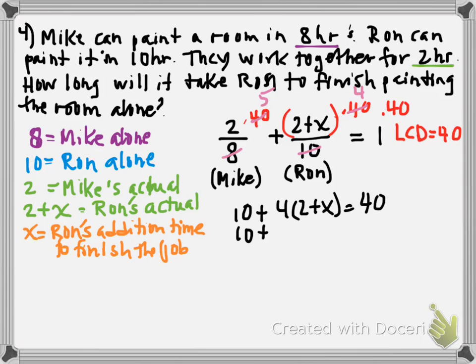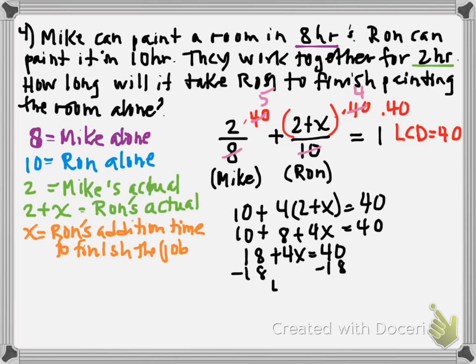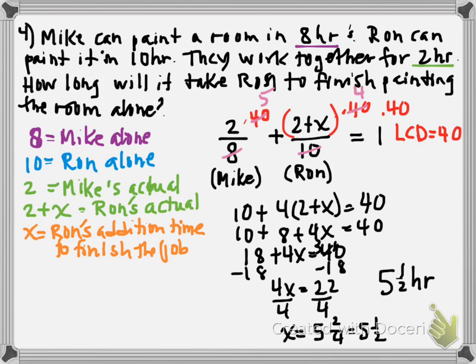So we get 10 plus 8 plus 4x equals 40. Combining like terms, I have 18 plus 4x equals 40. Subtract 18 from both sides, and we get 4x equals 22. And then we divide both sides by 4. So again, we're not going to leave our answers as an improper fraction. So we're going to do division. And 4 goes into 22 5 times, which is 20 with 2 left over. And then we simplify that down. So it would take 5.5 additional hours for Ron to complete the job.